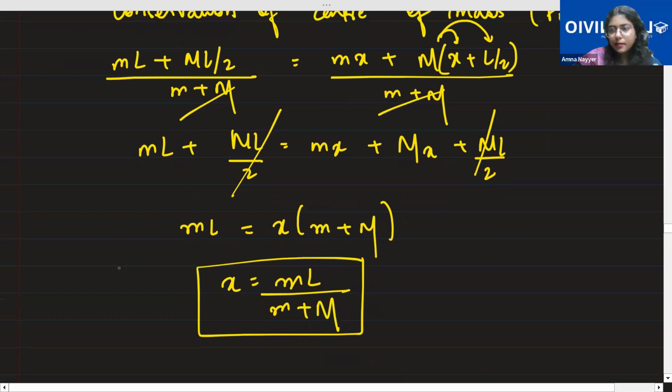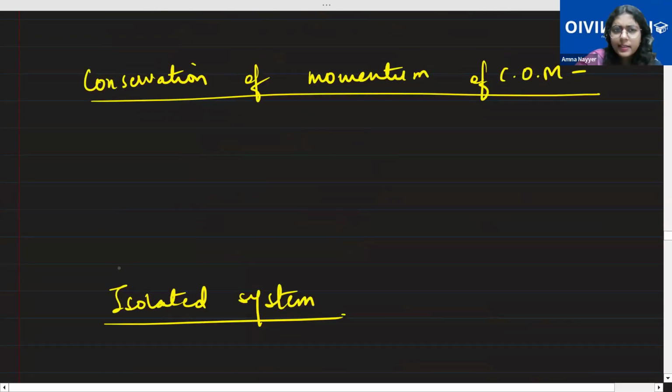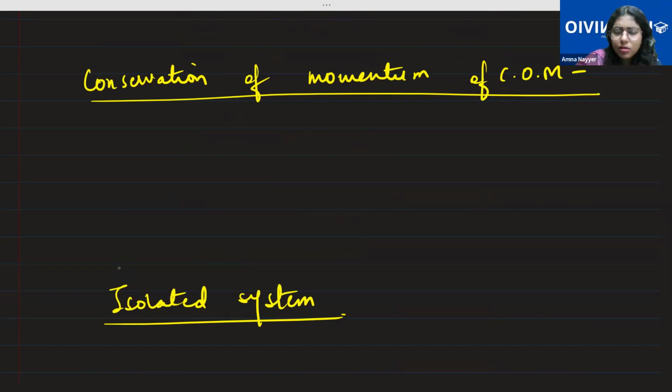Yes, completed, Zara? Okay. See, conservation of momentum of center of mass. I think this is the last topic also, conservation in your center of mass, and I'll stop here.